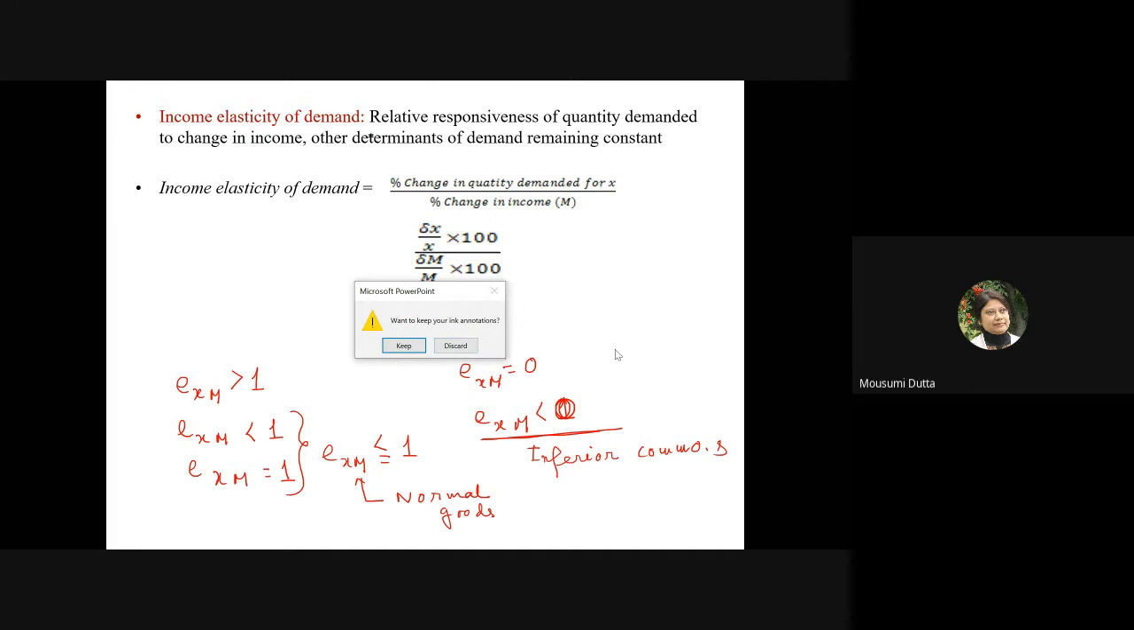Okay, so is it clear to you? Yes, ma'am. So E greater than 1, when responsiveness is higher with respect to change in income, luxury goods, normal goods, inferior commodities. And this is income elastic demand.